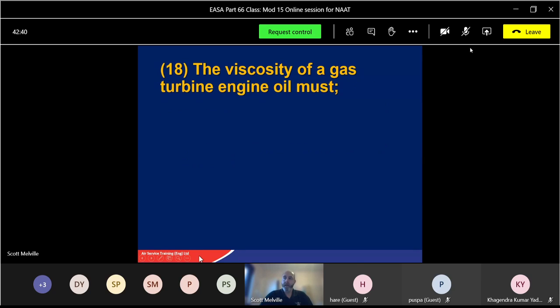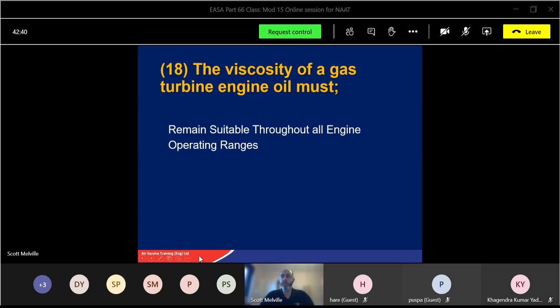18. Viscosity of a gas turbine engine oil must be low. Yeah, in more general terms, you're quite right, what you said, but remain suitable throughout all engine operating ranges. Doesn't matter if it's a cold environment or a hot environment, that oil has got to be suitable. And same again, going back to cars and motorbikes, the oil you put in your car must be the right oil, suitable for your climate. Hence you get your 5W30, your 10W40, and those sorts of grades.